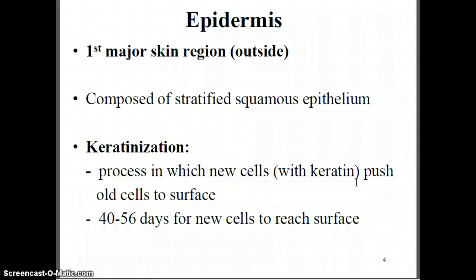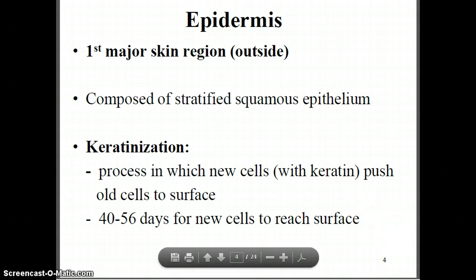So it takes about 40 to 56 days for a cell that began at the basal layer to proceed to the exterior and then actually be sloughed off. So we could say, in a sense, that within 40 to 56 days, you essentially have pretty much new skin. Our skin is always revitalizing.